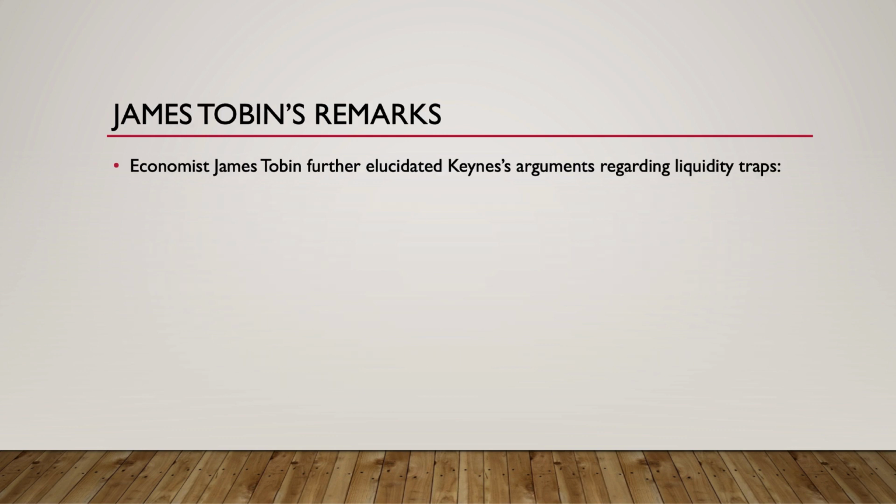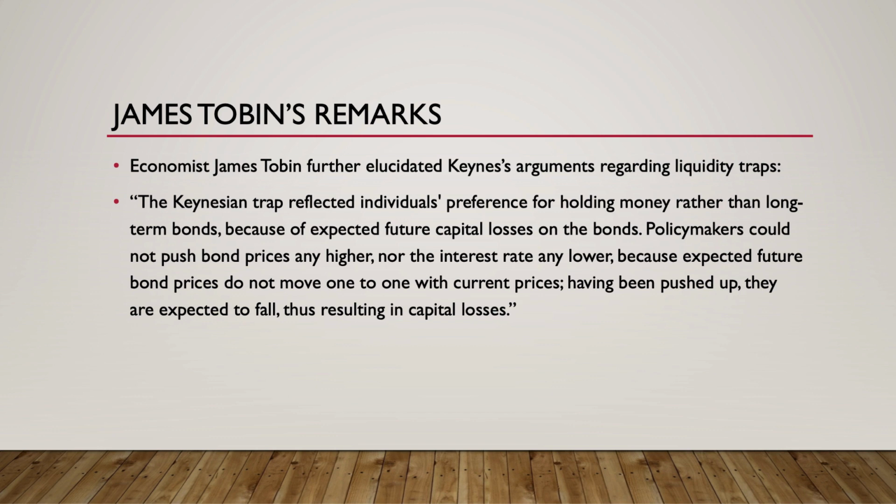Economist James Tobin further elucidated Keynes's arguments regarding liquidity traps. Quote, "The Keynesian trap reflected individuals' preference for holding money rather than long-term bonds. Because of expected future capital losses on the bonds, policymakers could not push bond prices any higher, nor the interest rate any lower."